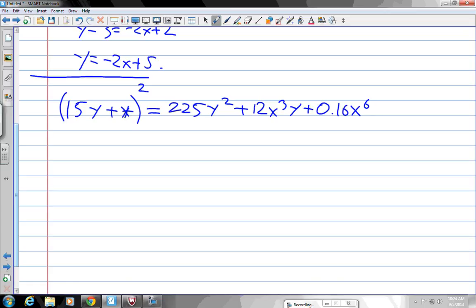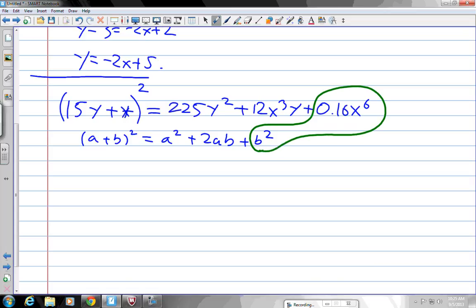Okay, where were we? So again, we're just trying to match this with our formula. Right? So really, we're just looking for b. That's what the star is. It's a b in this formula. And the easiest way to find that b is to look at that last term, because I know what b squared is. b squared is 0.16x to the power 6. So if b squared is 0.16x to the 6, what is b?